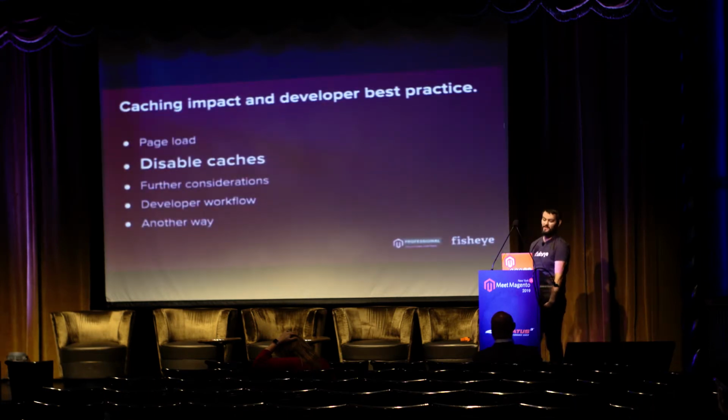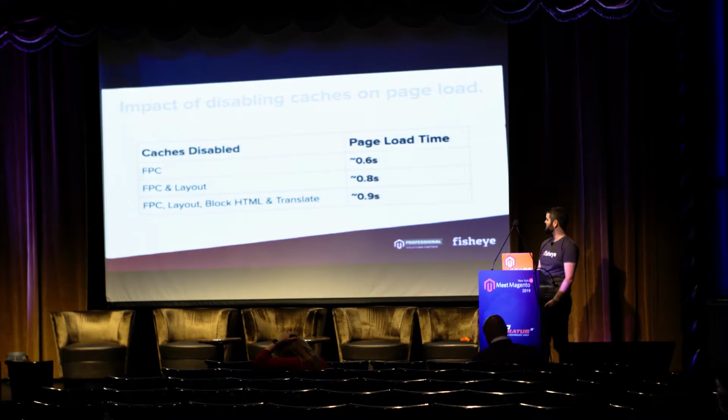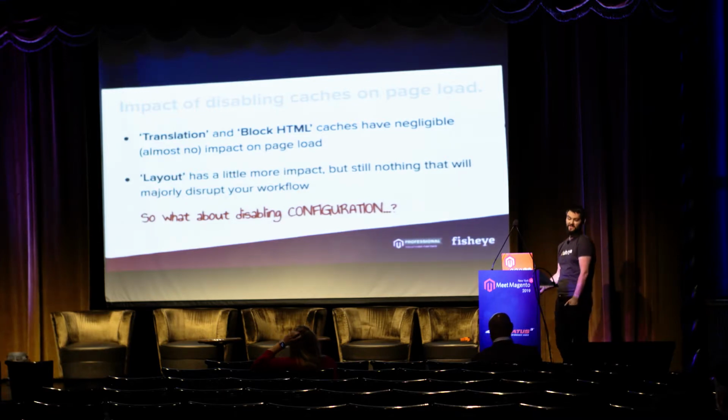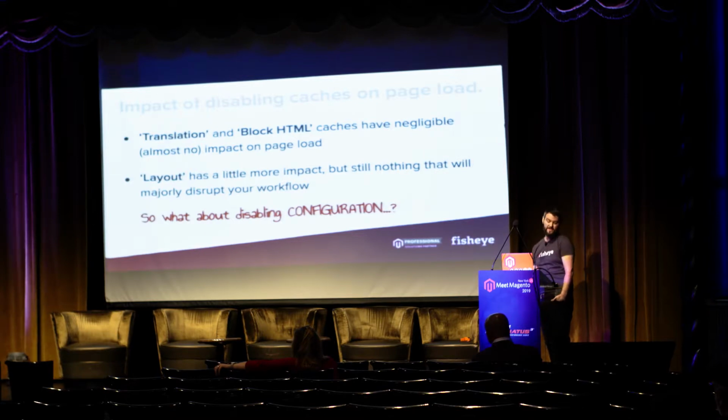So let's have a look at what happens if we disable some caches while we're doing development work. As I said earlier, with full page cache it's about 0.6 seconds. If we turn off layout, we add another 200 milliseconds, so up to about 0.8. And if we turn off block HTML and translate as well, we're up to 0.9. So what we're seeing there is that translation and block HTML are fairly negligible. They have almost no impact on page load. And layout has a little bit more, but again, it's not that much.